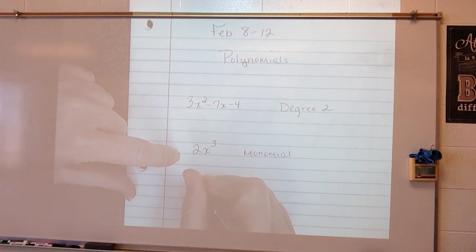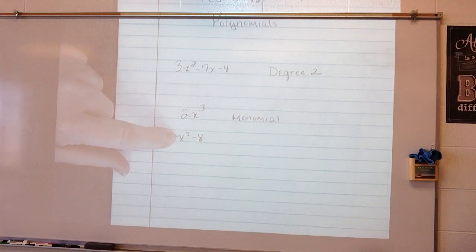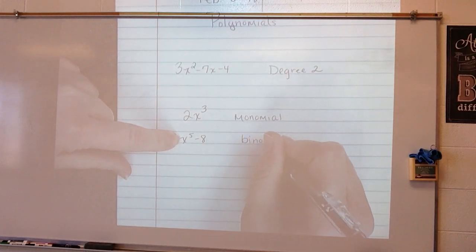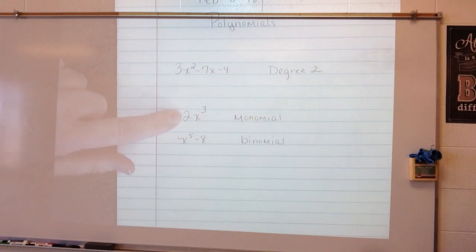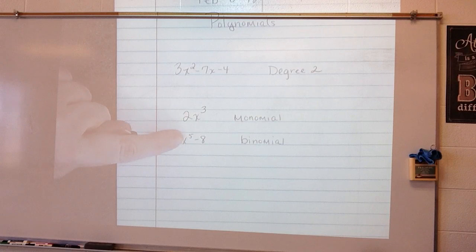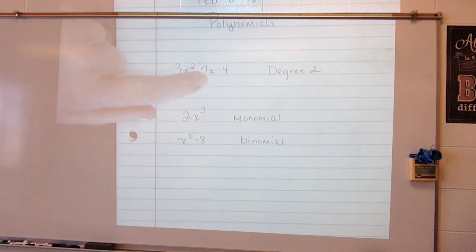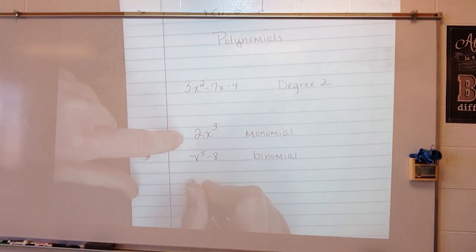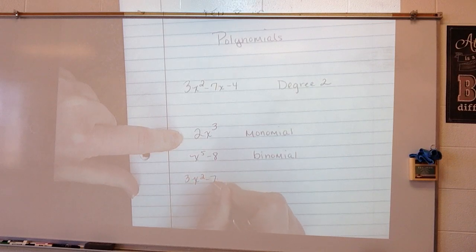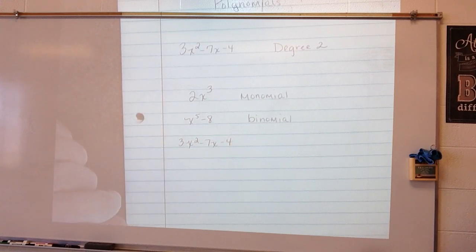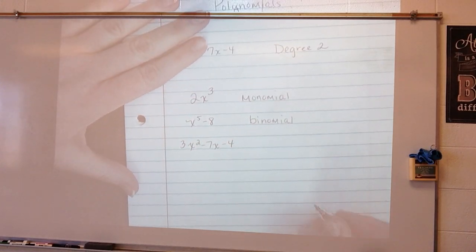If I have an expression like this, it has two terms. That is what we call a binomial. So a monomial has one term. 2x cubed is one term. x cubed, or x to the fifth, is one term. Negative 8 is the second term. That is what we call a binomial. This one up here, I'm going to use this example again. It has 1, 2, 3 terms in it, so it is called a trinomial.